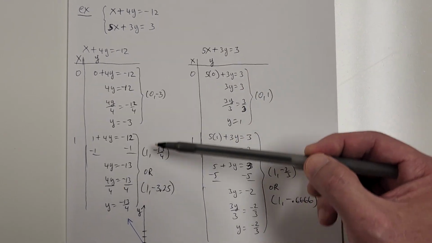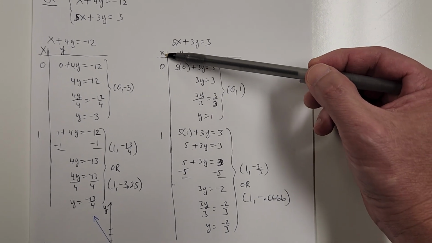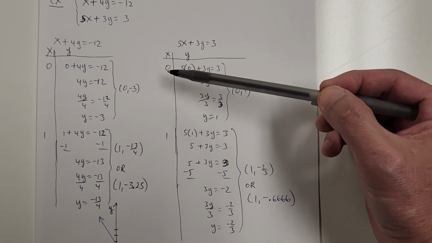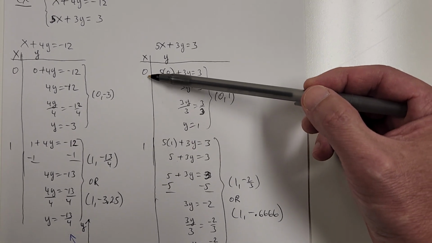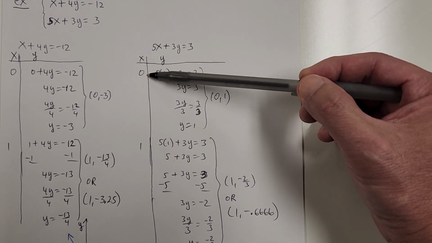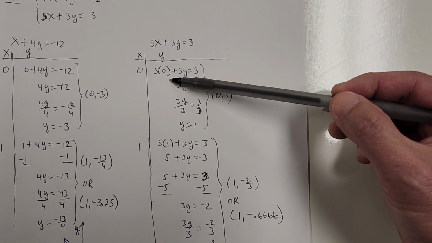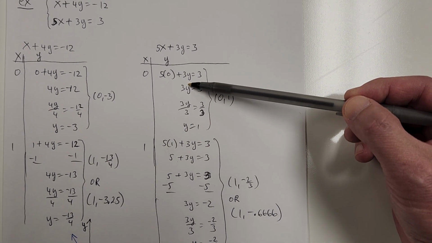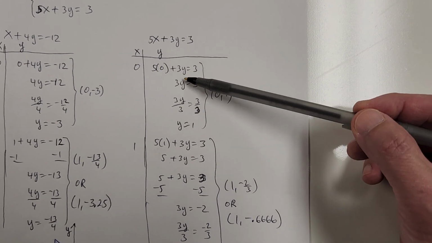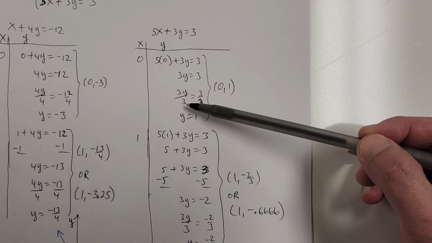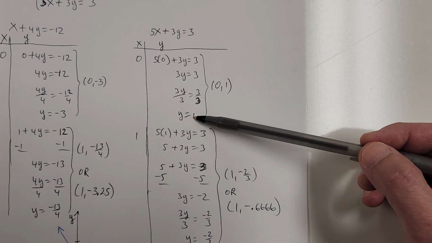Now repeat that whole process with the second equation. Same thing again, you can choose any x value, but it is best to choose 0 and 1 because it's easier. So put 0 in wherever there's an x. I have 5 times 0 plus 3y = 3. 0 times 5 is just 0, so I just have 3y = 3. Divide by 3, I get 1. So that's my first point, (0, 1).